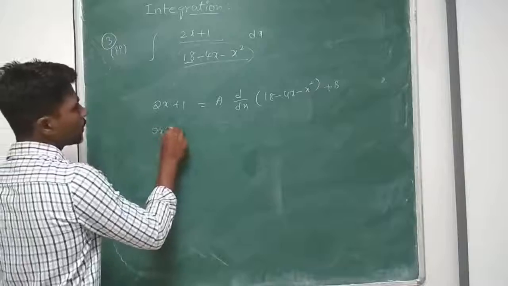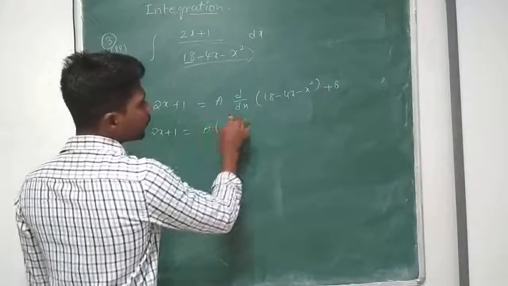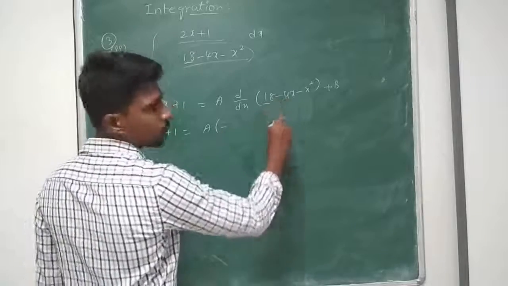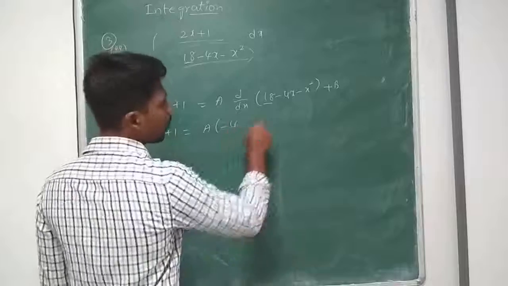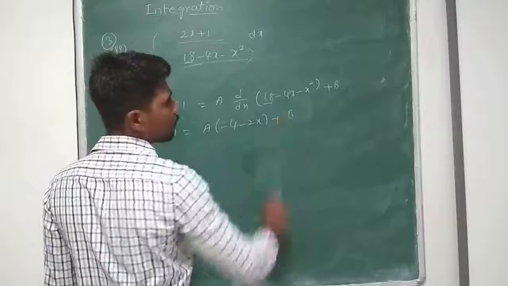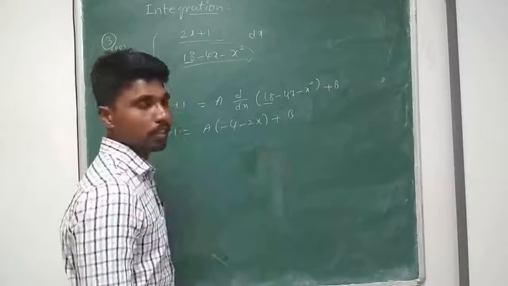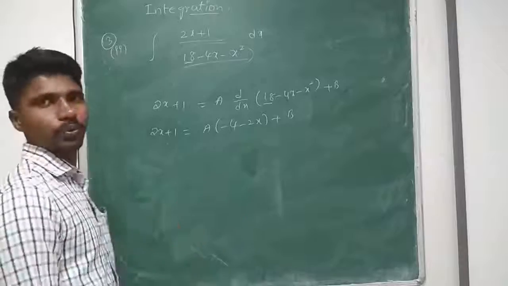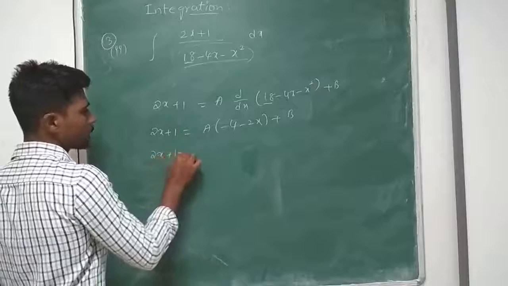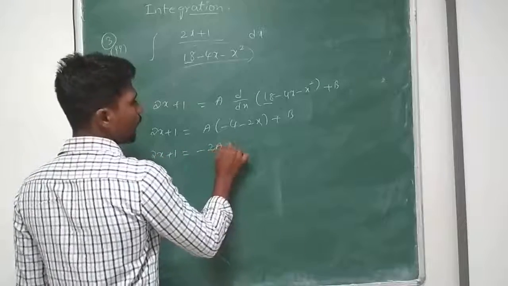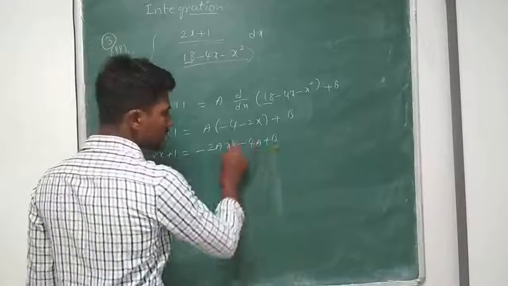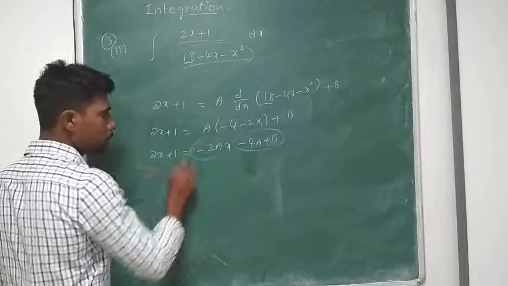Now 2x plus 1 is equal to a into d by dx of this particular thing: 18 derivative 0, minus 4x its derivative minus 4, minus x square derivative is minus 2x, plus b. I am not performing any differentiation for this. Now equate the coefficients. If I simplify, I get 2x plus 1 is equal to minus 2ax minus 4a plus b. This represents the constant part, and this represents the coefficient of x.